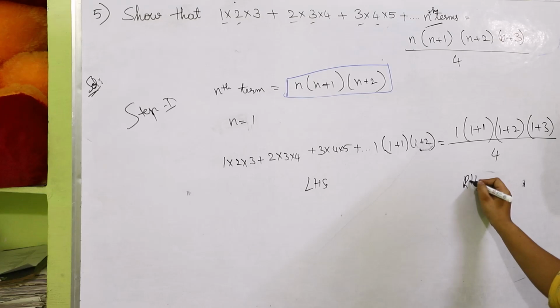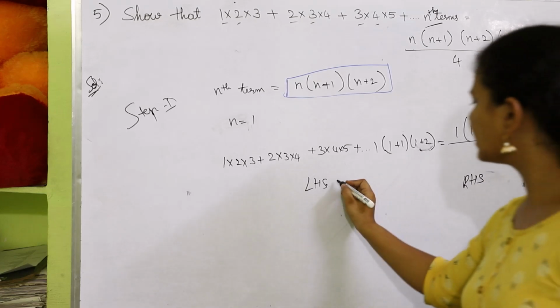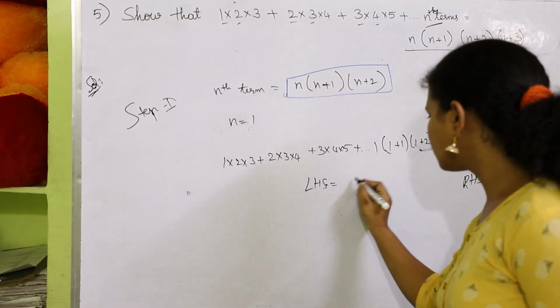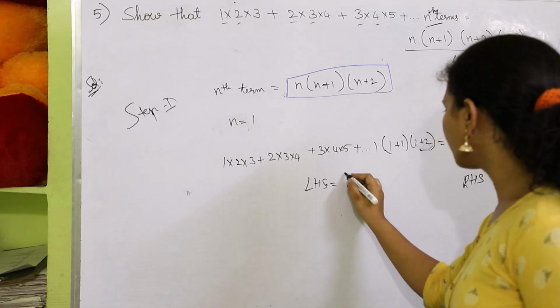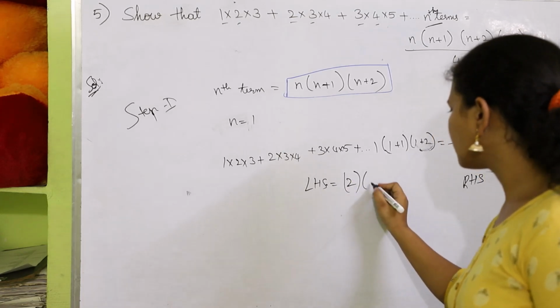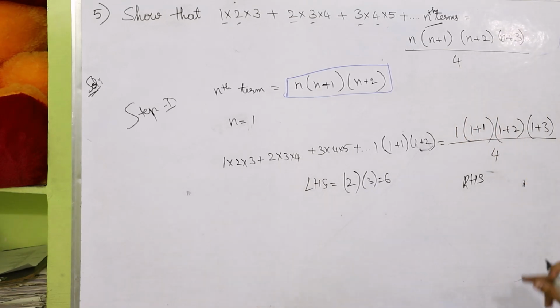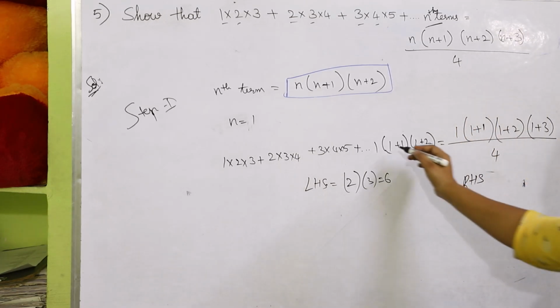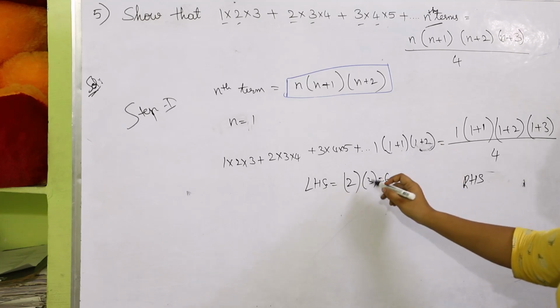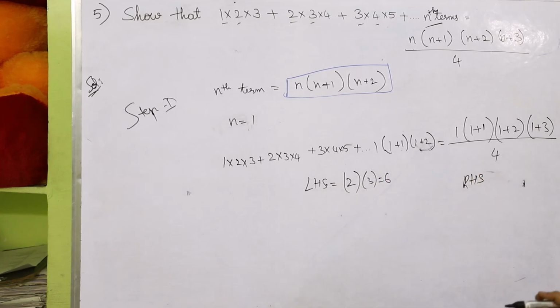Okay, RHS. Now consider the LHS set, where LHS equals 1 into 1 plus 1, 2; 2 into 1 plus 2, 3. This is equal to 6. The value I got for the LHS is 6: 1 plus 1 is 2, 1 plus 2 is 3, so 2 times 3 is 6. So that's what I got, the value is 6.